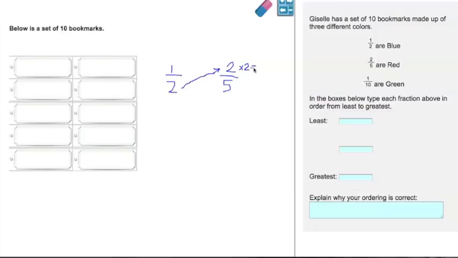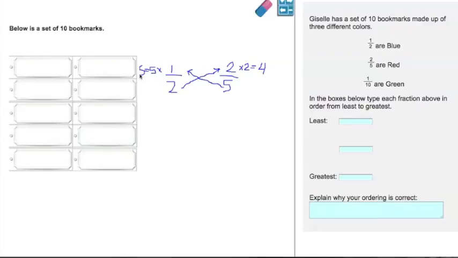equals 4. Now we go across the other diagonal and multiply 5 times 1. Which equals 5.